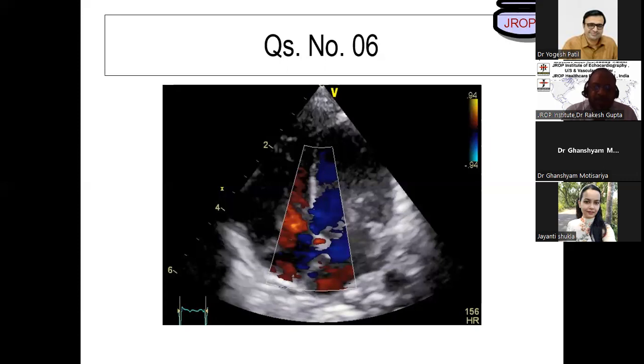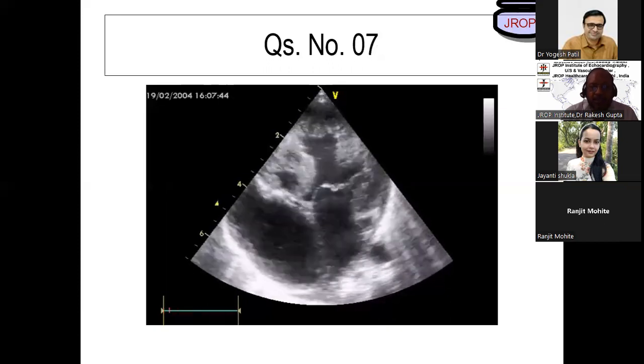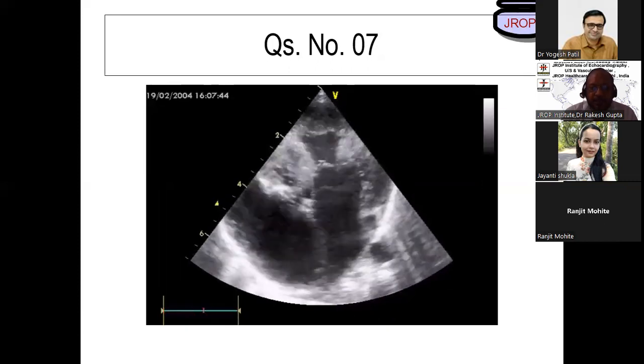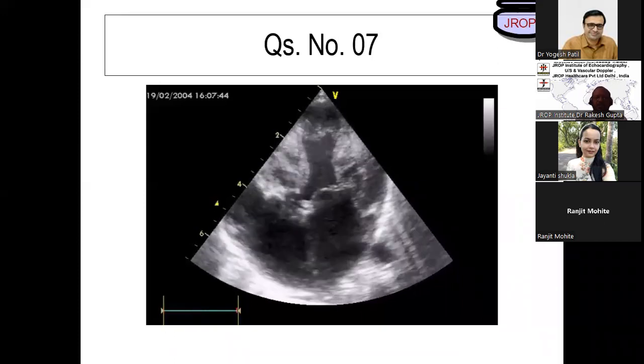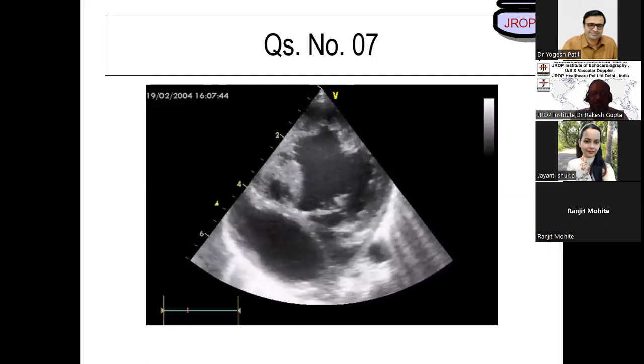Let's move on to Dr. Ranjit Shankar Mohite. Are you ready, Ranjit? Yes, sir. All right, here comes for you, Ranjit. It's a very simple thing I'm asking. It's not rocket science. Just look at this image very carefully and you get the answer.